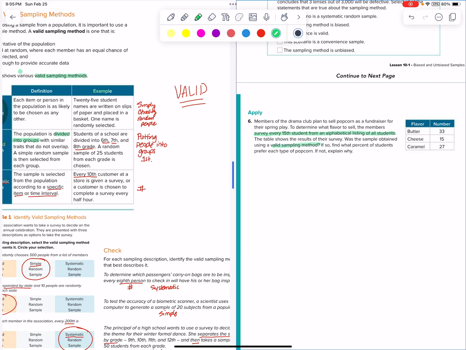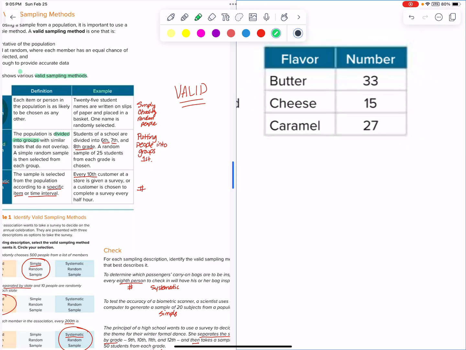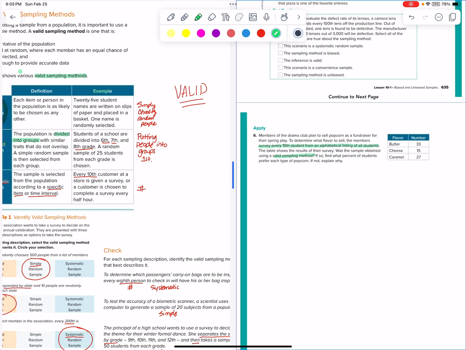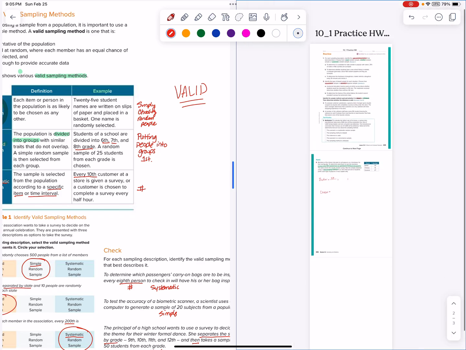If so, find the percent of students. What percent of students prefer each type of popcorn? So come up with the percentage that prefers butter, cheese, and caramel separately. If I'm going to find butter, I want you to label things. So here's butter, and butter would be 33 out of something, right? I've got to add up to get the total, and then I need to get my decimal, and then I need to get my percent. And then I'm going to find the percentage of people who like cheese and do the same thing. So go ahead and work on the homework, and if you have questions, you can talk to me later.